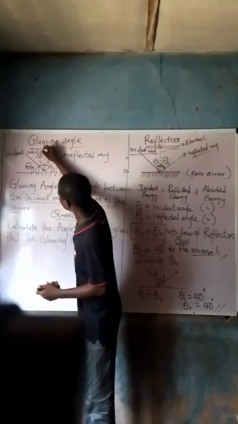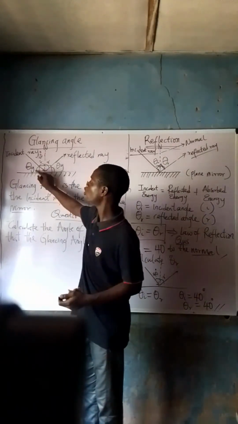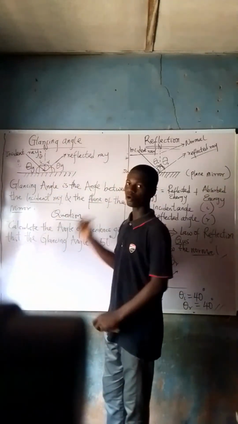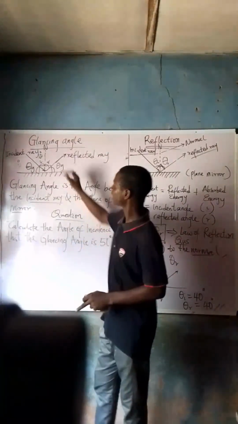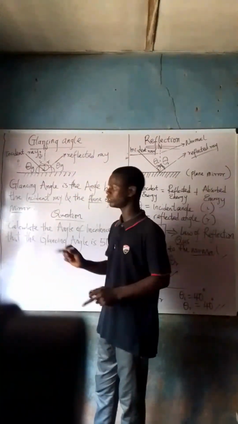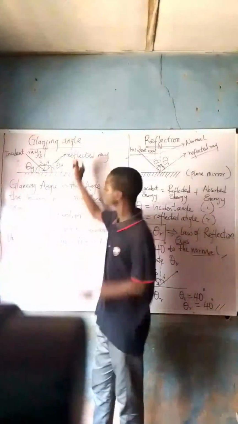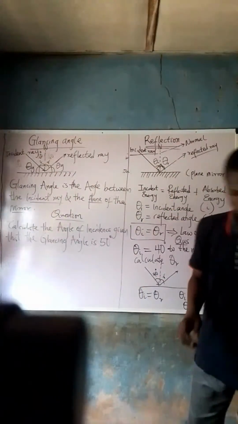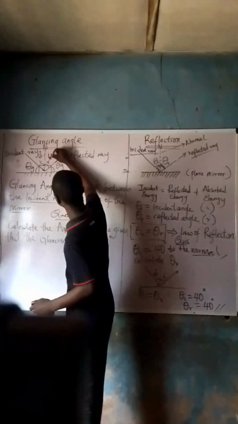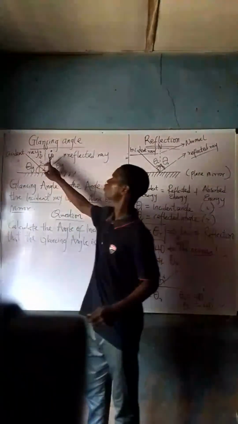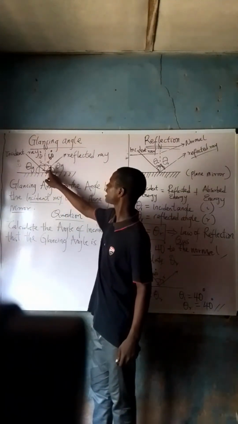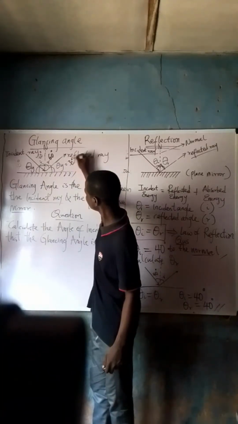If here is 60 degrees, you remove 60 from 90, what will be your glancing angle? 30 degrees. And based on the law of reflection, we said that the angle of incidence must be equal to the angle of reflection. It means that here will also be 60 degrees. I must be equal to R. And this is also a right angle, so we remove 60 from 90 degrees. What will be left also? 30 degrees. So that will be true.